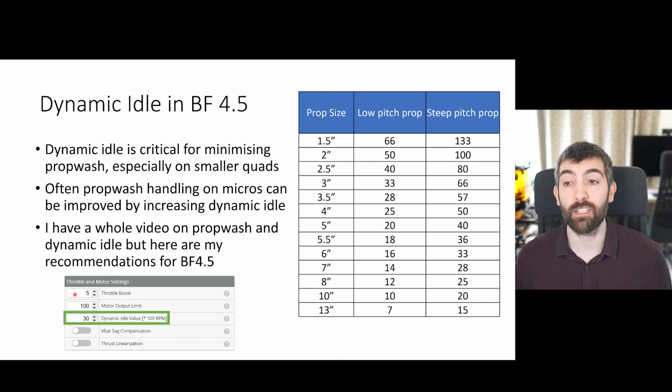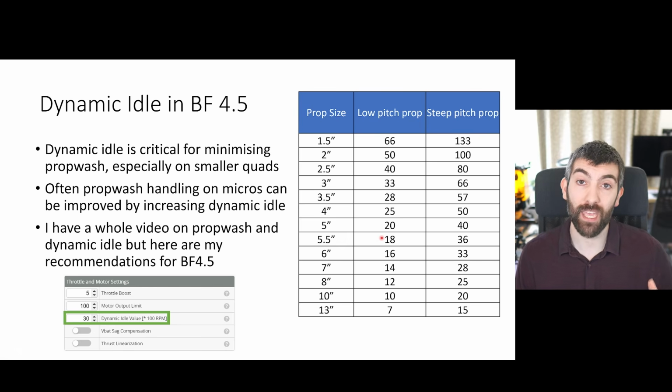You can see that it depends on the pitch of your prop and also on the prop size. And the reason for this is it's to do with blade stall, and it's to do with two things: the steepness of your prop, the steepness of the pitch, and the tip speed of the prop. So as your prop size gets smaller, you need to increase your dynamic idle RPM to get the same tip speed. And as your prop pitch increases, you need a higher RPM to prevent blade stall. Hopefully this table is going to give you the values that you need. And obviously if you're running a prop that's somewhere in the middle, you can pick a value between the two values in the table.